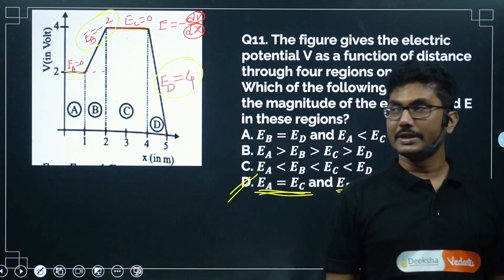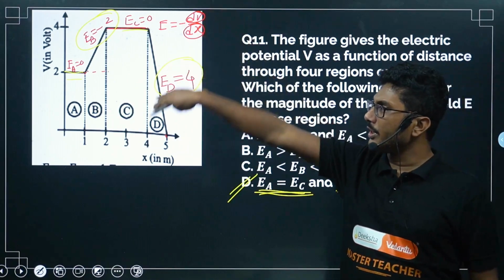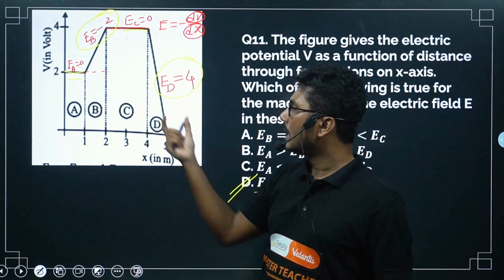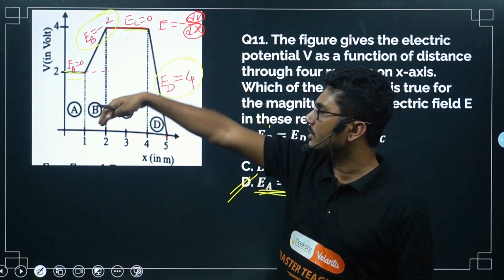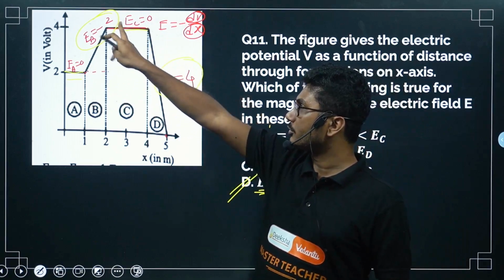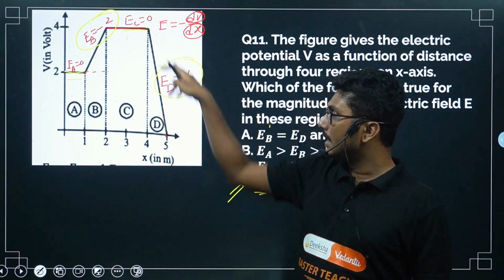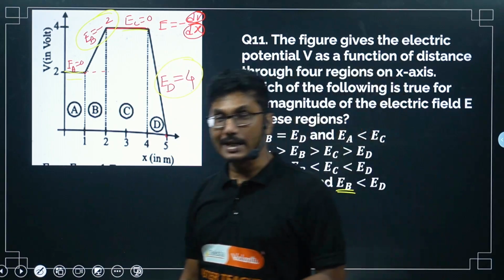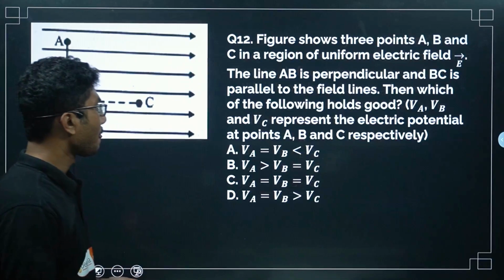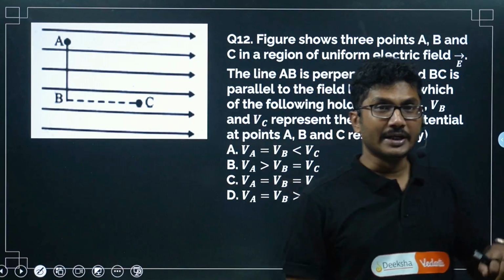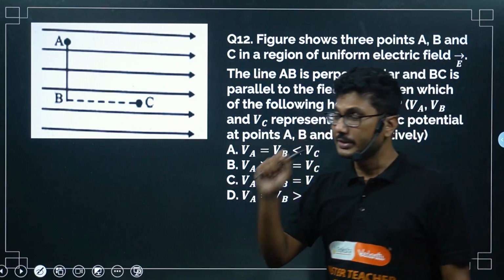So be careful. This is a very simple question. You don't need to calculate this. If you understand that this is only changing by a small amount, this is changing by a big amount, this is positive, this is negative. This is changing from positive to positive, this is changing from positive to 0. Its slope will be positive in terms of the change because E is the negative of the change of potential. Okay.